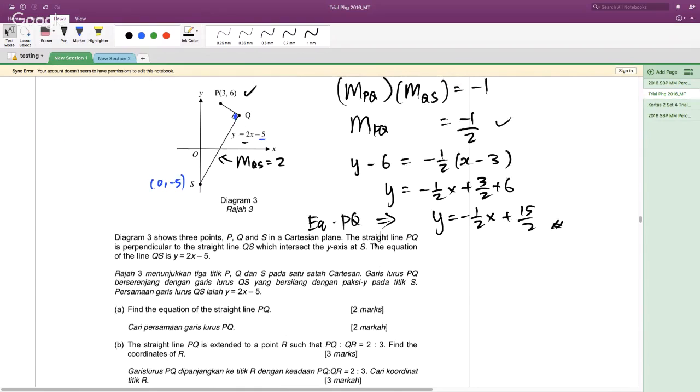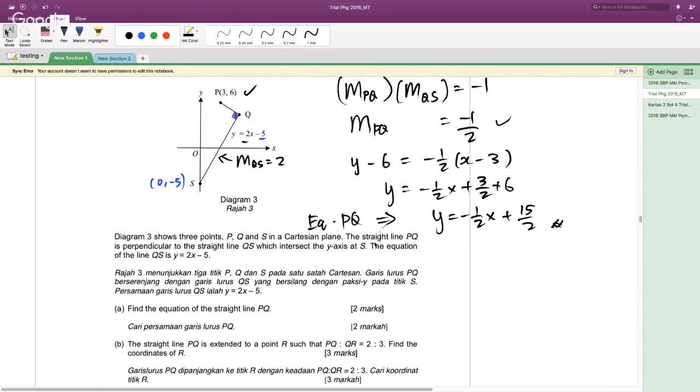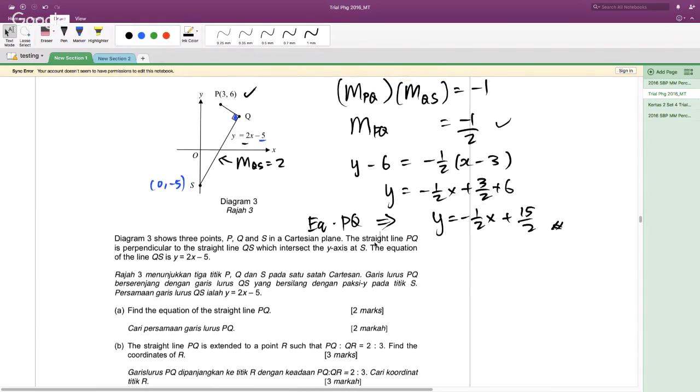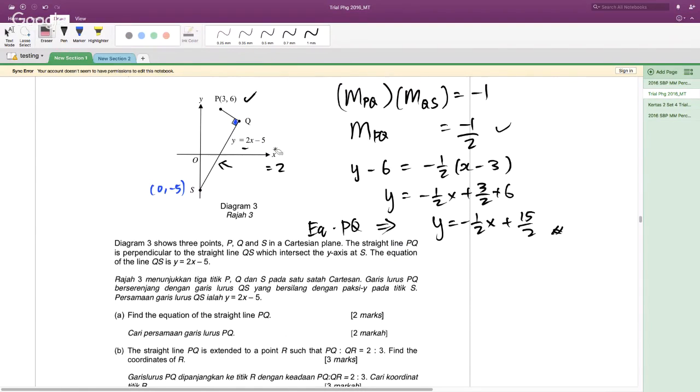So PQ is extended to the point R. Find the value of R. In this case, PQ is extended to the point R. We do not know where exactly R is, so I will try to extend it. Say PQ equals 2, QR equals 3, maybe somewhere here. At least the ratio must look like 2 and 3. And then find the coordinate of R.